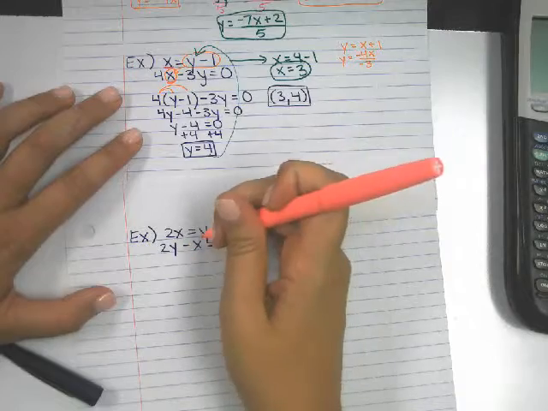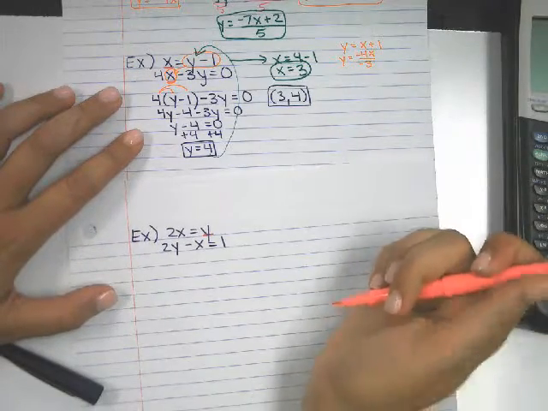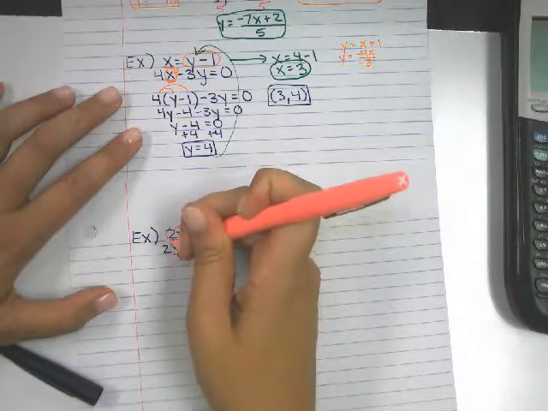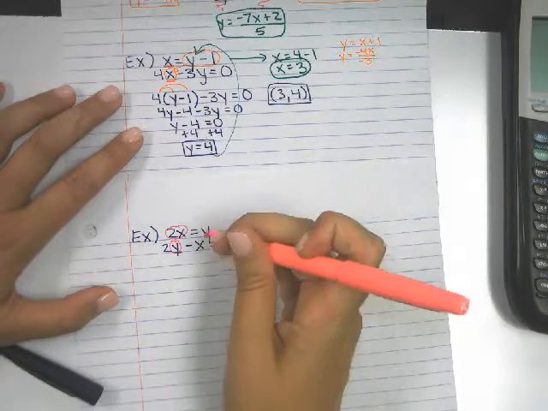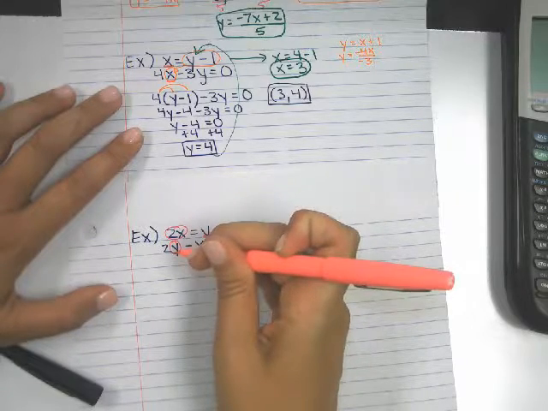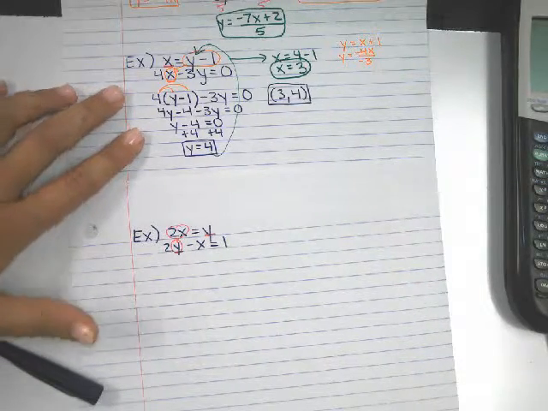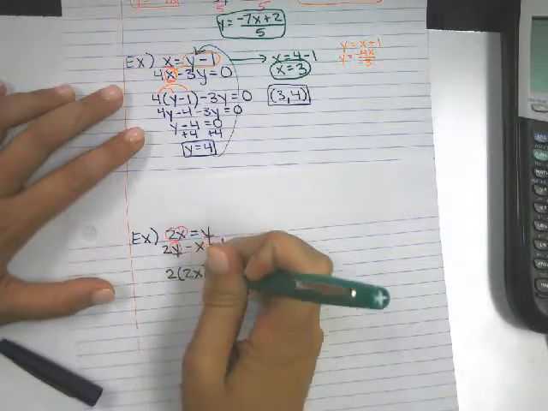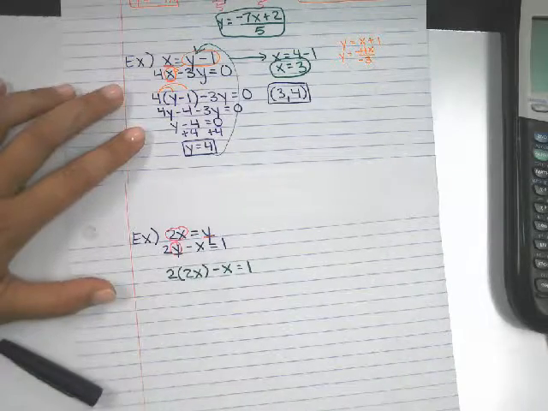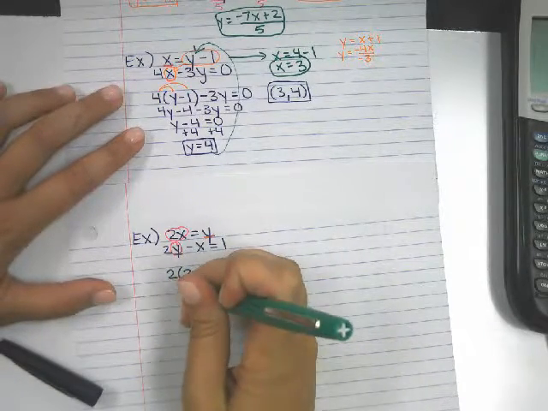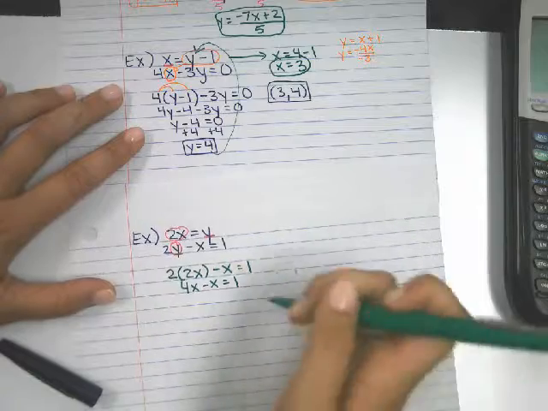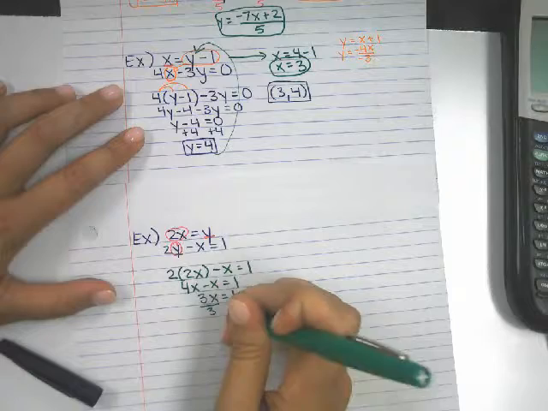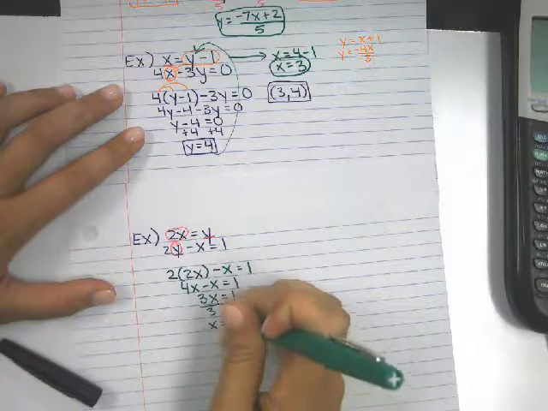So the variable that's already alone is the y. y is equal to 2x. That variable is alone. So down here where I see a y, I'm going to replace it with 2x. Since y is the same as 2x, in the second equation where the y is, I can put 2x instead. So what's that going to look like? 2 times 2x minus x equals 1. 2 times 2x is 4x. 4x minus x is 3x. Divide by 3, and x is 1/3.